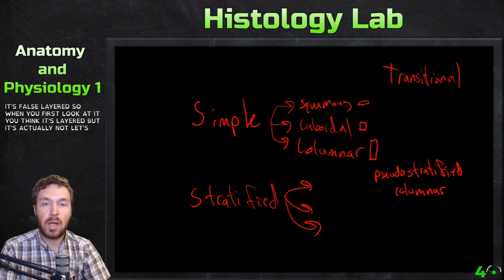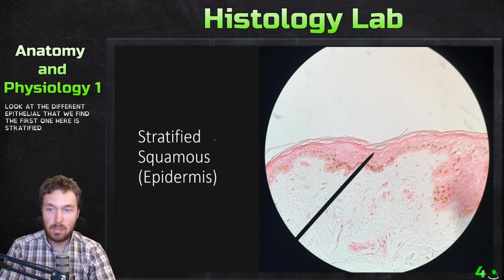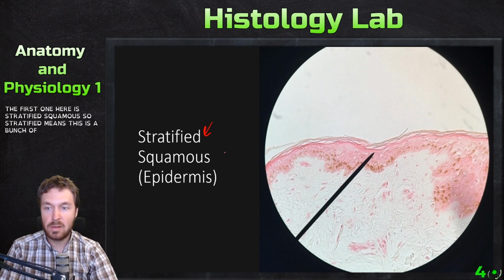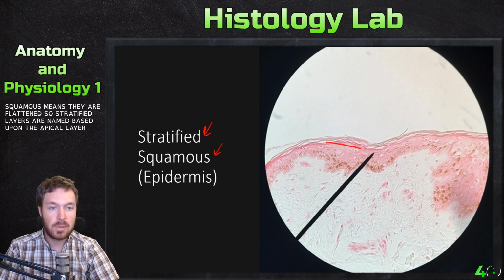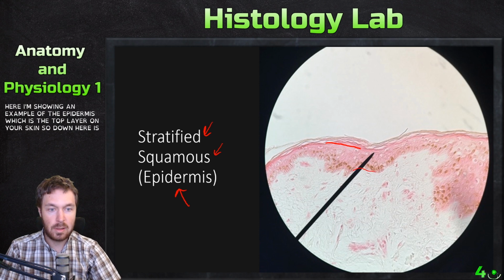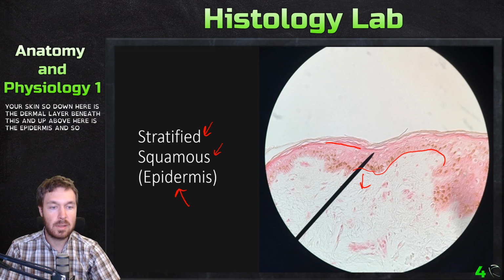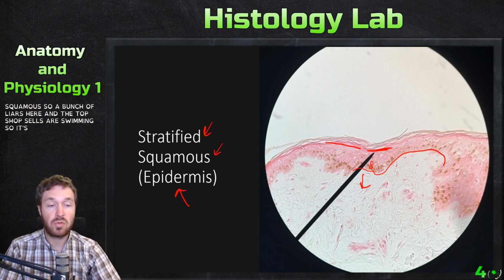All right, now let's look at the different epithelia that we find. The first one is stratified squamous. Stratified means a bunch of layers, and squamous means they are flattened. Stratified layers are named based upon the apical layer. Here I'm showing an example of the epidermis, the top layer of your skin. Down here is the dermal layer beneath, and up above is the epidermis. The cells down here start as cuboid-like, and up here they become flattened squamous. With a bunch of layers and the top cells squamous, it's called stratified squamous.